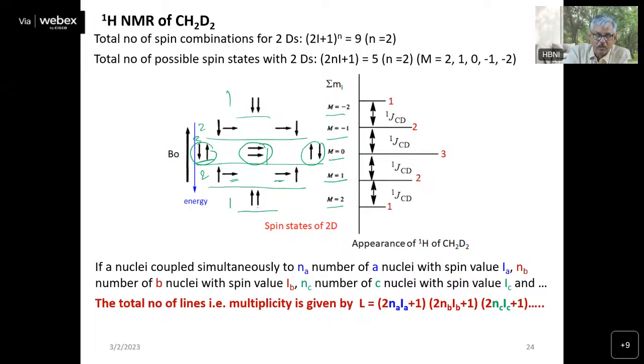If a nucleus couples simultaneously to NA number of A nuclei with spin value IA, NB number of B nuclei with spin value IB, NC number of C nuclei with spin value IC, then the total number of lines, or multiplicity, is given by the product of 2 times NA times IA plus 1, into 2 times NB times IB plus 1, and similarly for the other nuclei. That gives you the total multiplicity, whether you get 5 lines, 10 lines, or 15 lines. That will be decided by this.